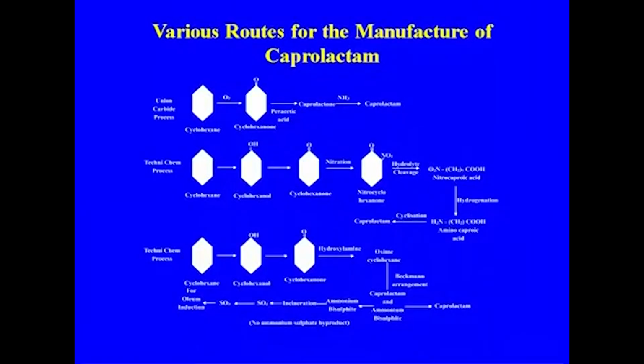This is the cyclohexane process where the cyclohexanol is converted to cyclohexanone, and then the Technichem process, that is again the cyclohexane process that we are using, and finally during the oxime cyclohexane Beckmann rearrangement we are getting your caprolactam, and during the process we are generating also, as I told you, the ammonium sulfate.